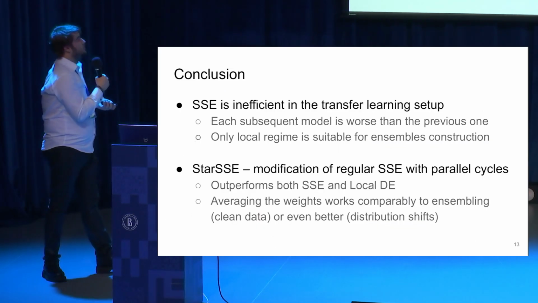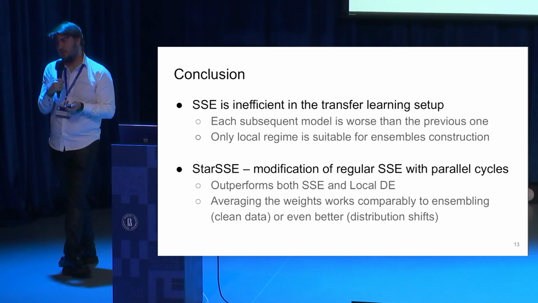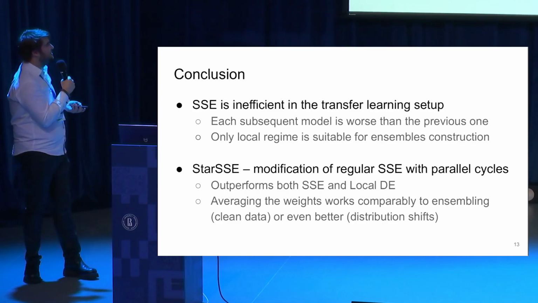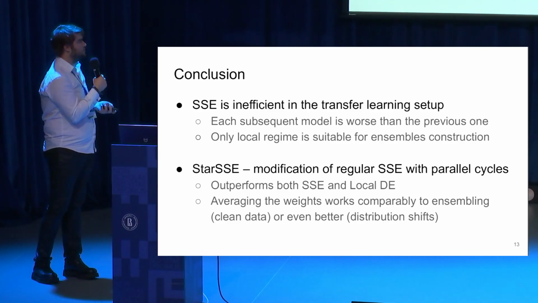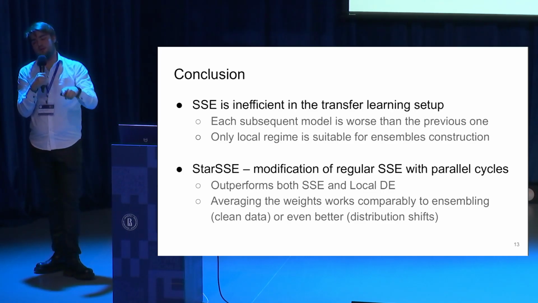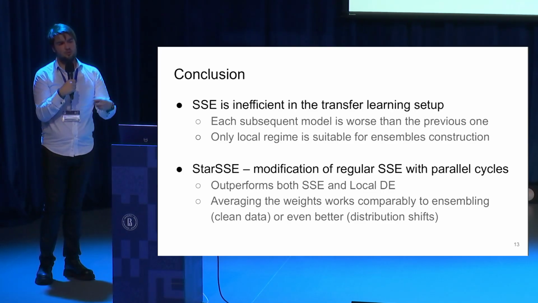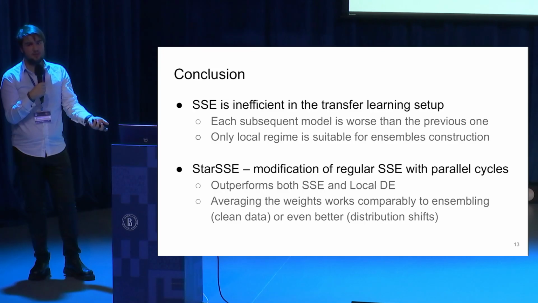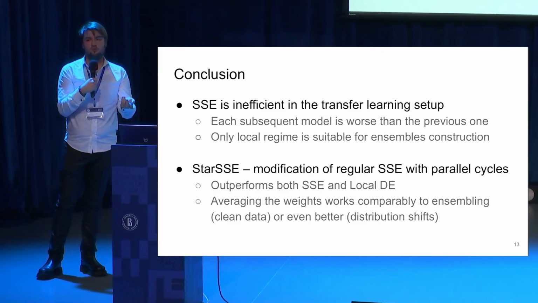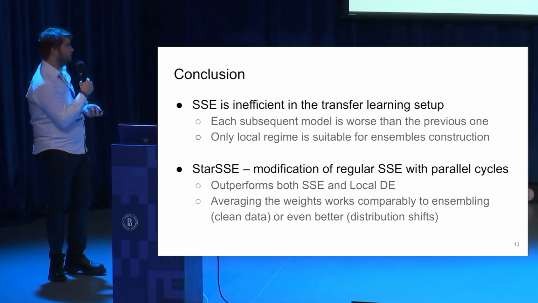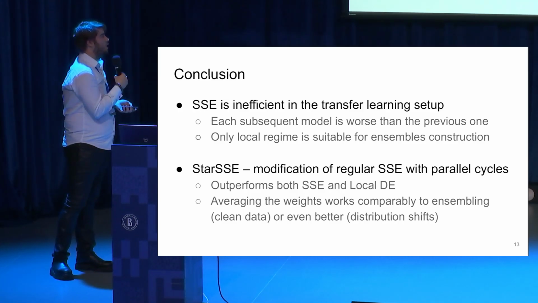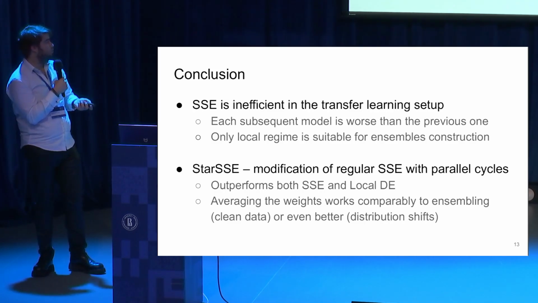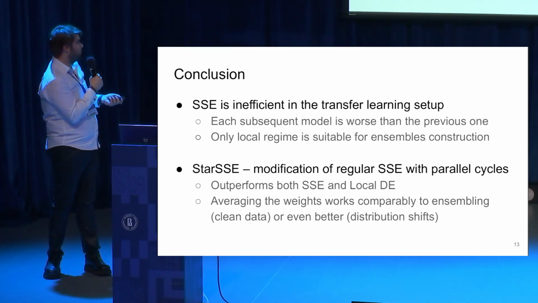So to finalize, first of all, we show that the methods with sequential cycles of learning rate, which are popular in non-transfer setup, are not very good for the transfer learning setup, because after each cycle, each consecutive model becomes worse and worse, and if the hyperparameters of the cycles are too high, you go out of the initial low-loss basin, which leads to even more significant degradation of the models. So based on this analysis, we propose star SSE, which is similar to the original method, but uses parallel cycles instead of sequential, and we show that it outperforms both SSE and local deep ensembles.